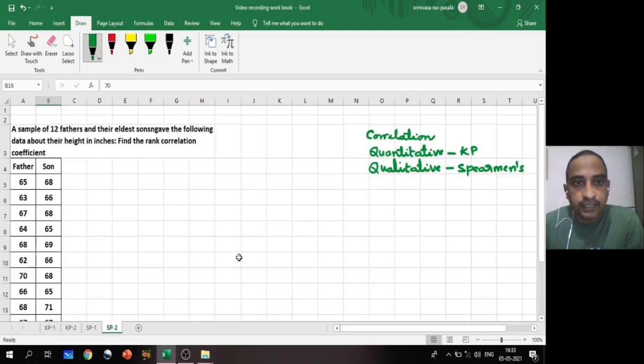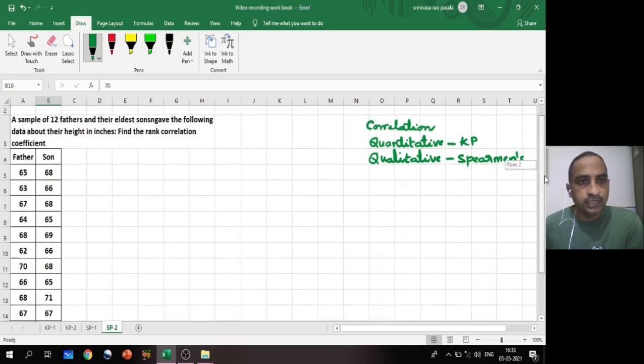So let us see with the example how to calculate Spearman's rank correlation coefficient when the ranks are tied or when the ranks are repeated, right? Here a sample of 12 fathers and their eldest sons gave the following data about their height in inches. Find the rank correlation coefficient.